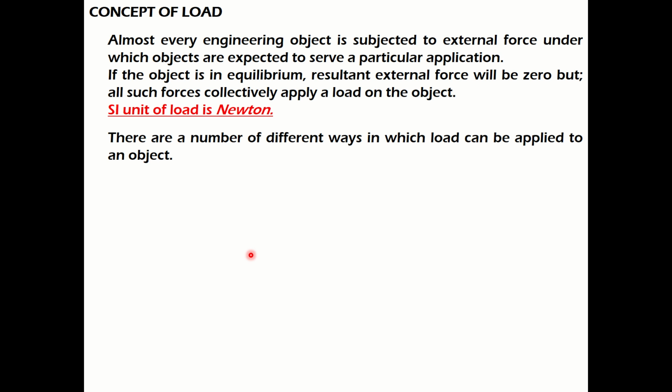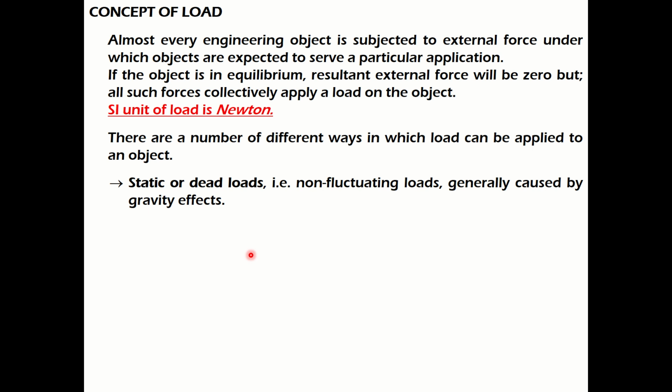There are a number of different ways in which a load can be applied on the object. There are four ways. The first one is static or dead load. This kind of load is static in nature. It doesn't vary with time. Generally gravity is termed a static or dead load.